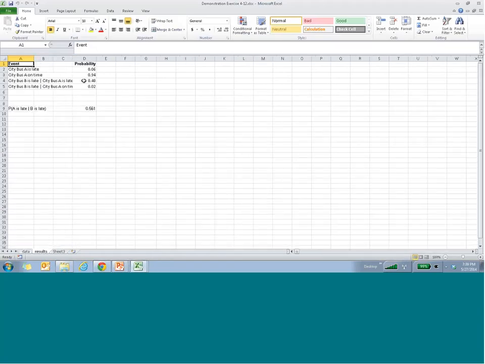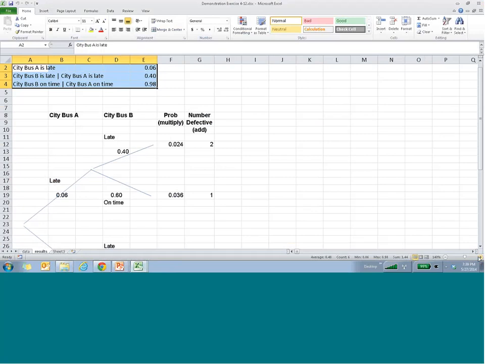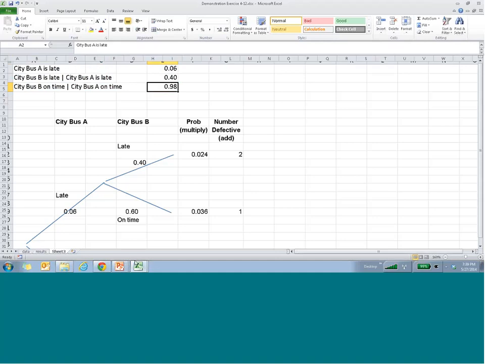Okay, so here is a very simple looking thing. Here's a very complicated looking thing. But we're looking at the exact same data. So here is City Bus A is late. Let me zoom in. Here is City Bus A is late, odds are 6%. Given City Bus A being late, then City Bus B is also late would be 40%. However, given that City Bus A is on time, then the odds that City Bus B is also on time is 98%.